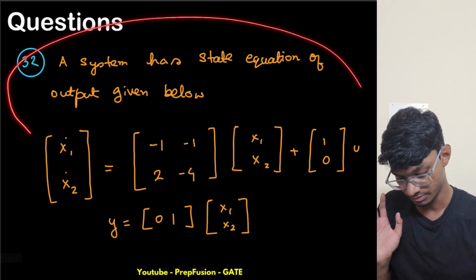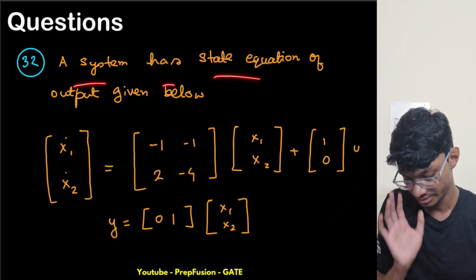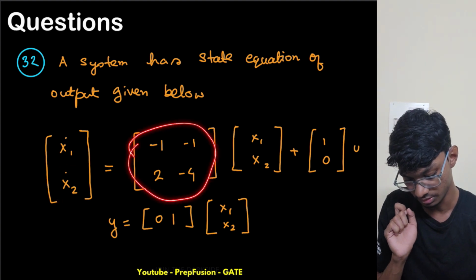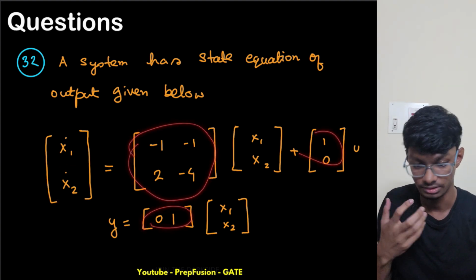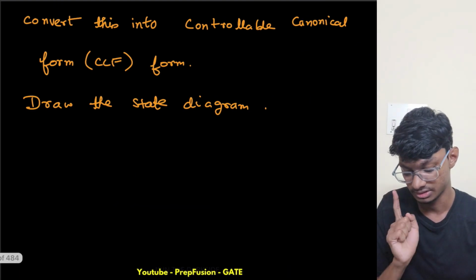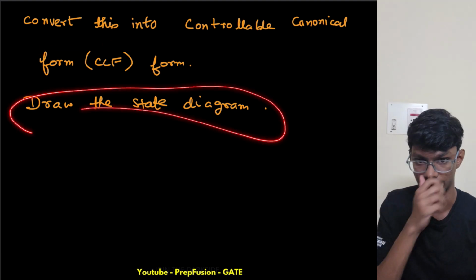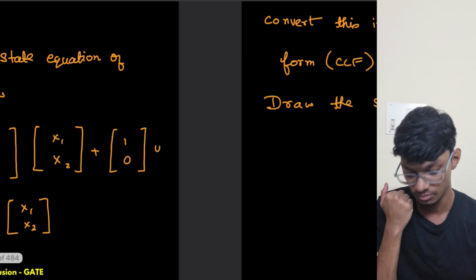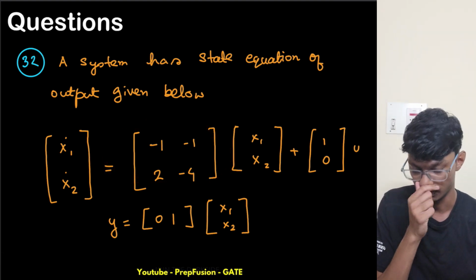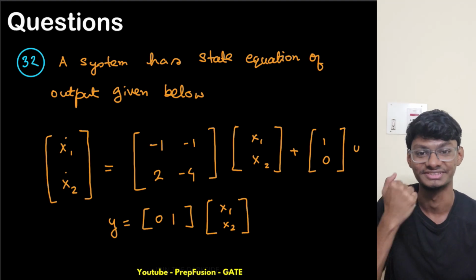Now this is the actual question. A system has state equation and output given below, x1 dot of t and x2 dot of t, like this one, 1 0 and 0 1. This is definitely not our CCF form. But what this is asking is to convert this into controllable canonical form and also derive the state diagram. How will you convert this into controllable canonical form? Just think. I haven't taught it yet, so you can't think.